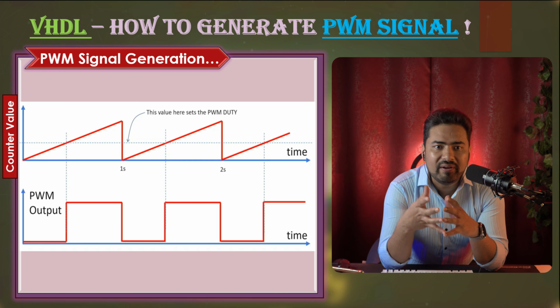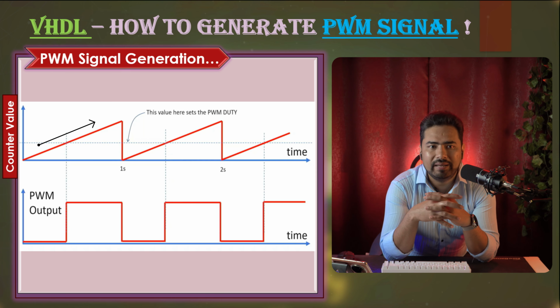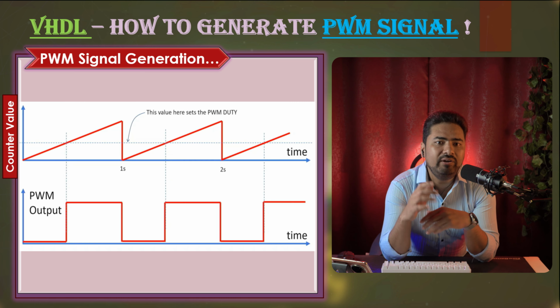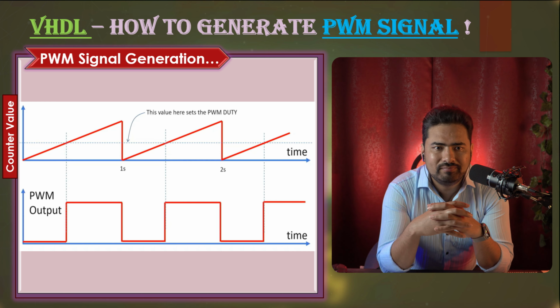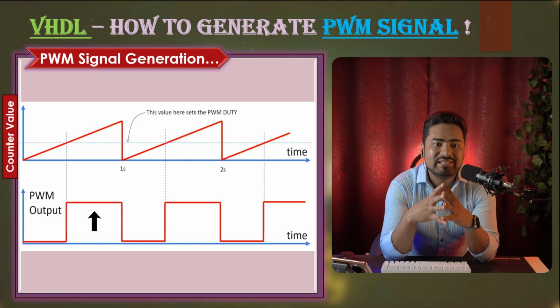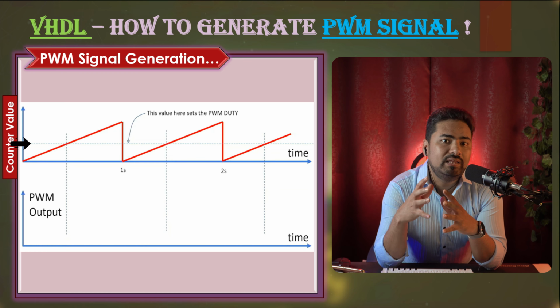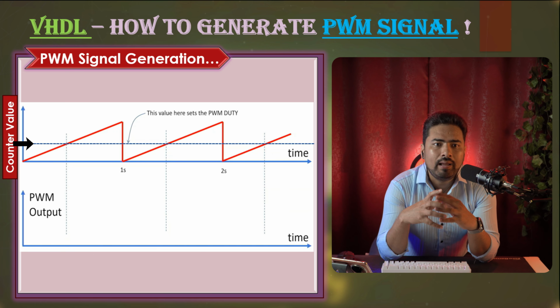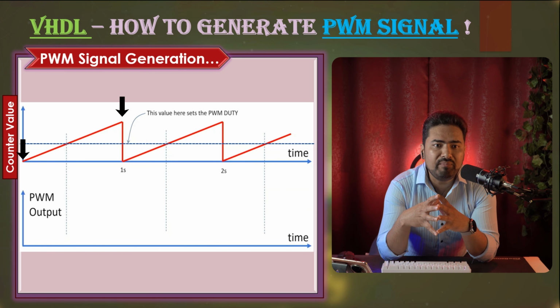So how will we achieve this? Simply, we need to pick a value from this counter range, that is from 0 to 49,999 in our example. And that will decide your duty cycle. For example, suppose we want to generate a PWM signal with 50% duty cycle. This means that for 50% of the time, our signal will be at high state. And for the rest 50% of the time, it will be at low state. So let's say we pick this point marked with this blue line, and it is halfway between 0 and 50 million, means 25 million around.